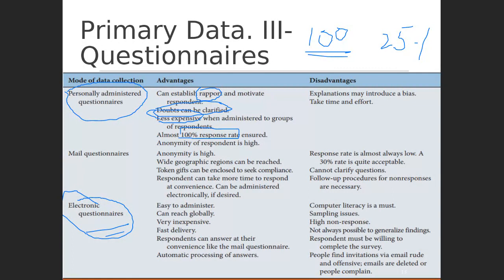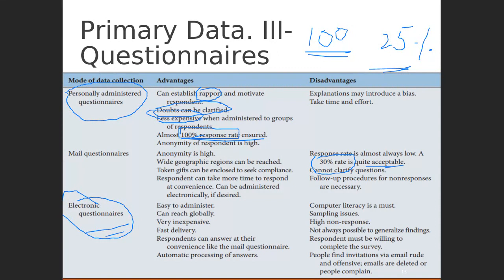And this is not a very bad response rate, because it is recommended that a response rate of 30% is pretty reasonable. It is acceptable. But in personal administration, where the questionnaires are administered by you personally as a researcher, a response rate of 100% can be ensured because you are there on the spot. You are doing one-on-one interaction with the respondents.